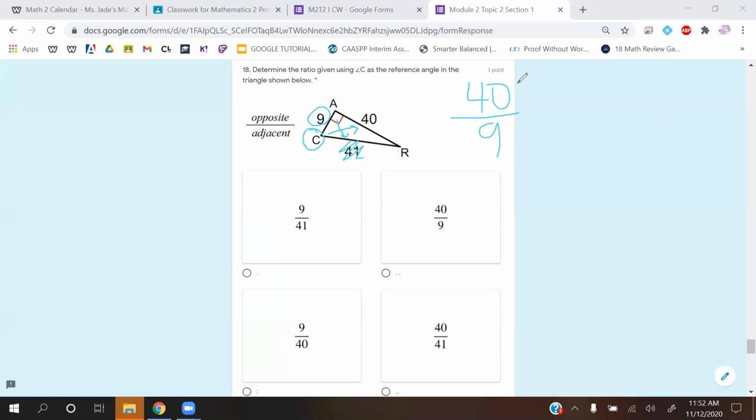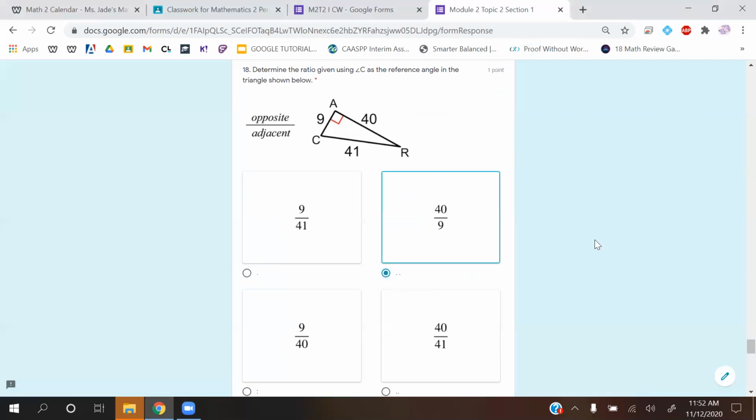41 is also next to C, but 41 is the hypotenuse because it's directly across from the right angle, and 41 is also the longest side. So we got 40/9. Okay, just giving it a little bit more time so people can write it down or not write it down. Click the button. Okay, so 40/9. The next one is 40/41.